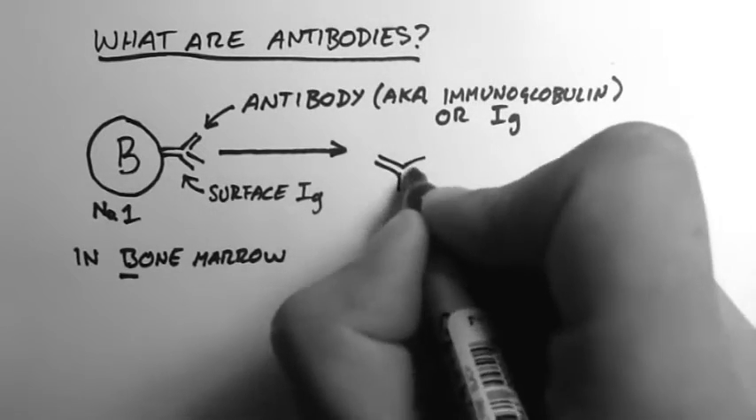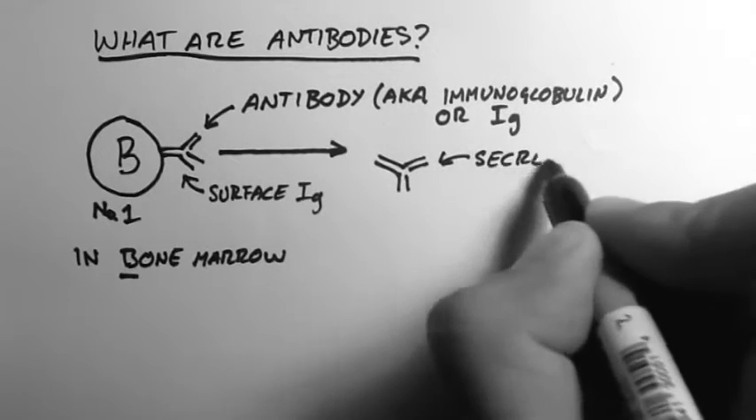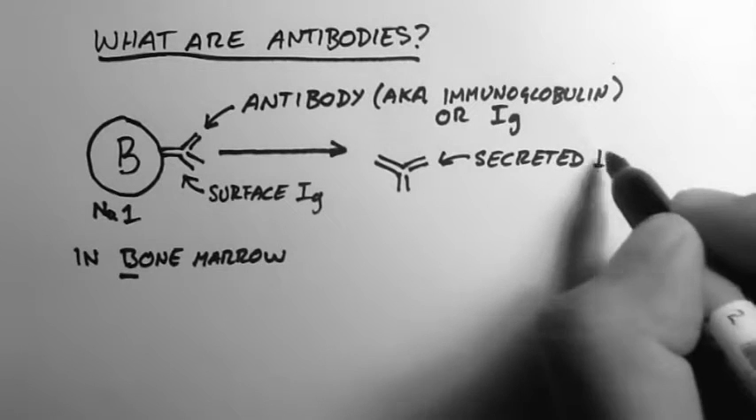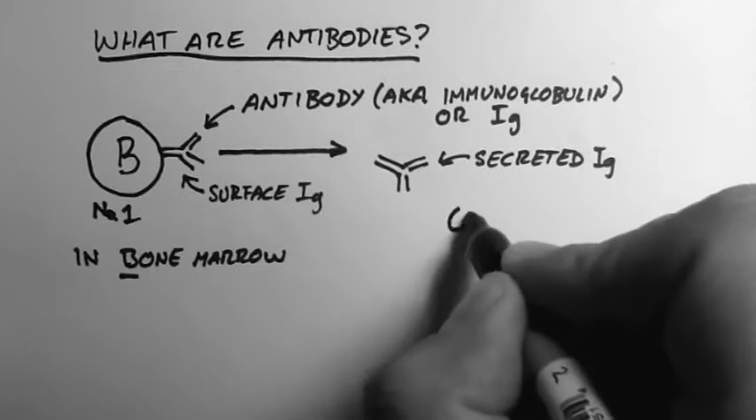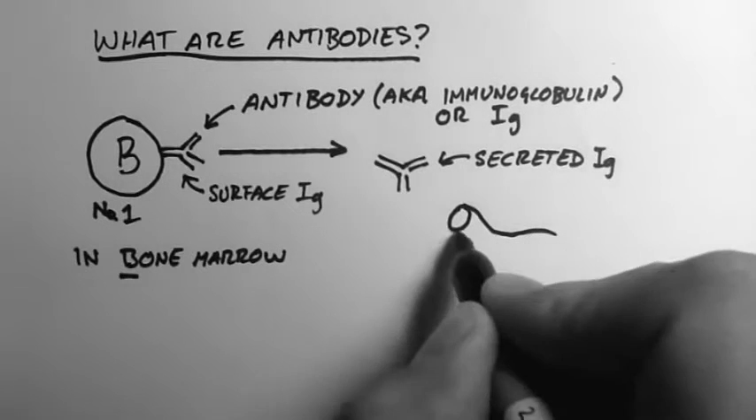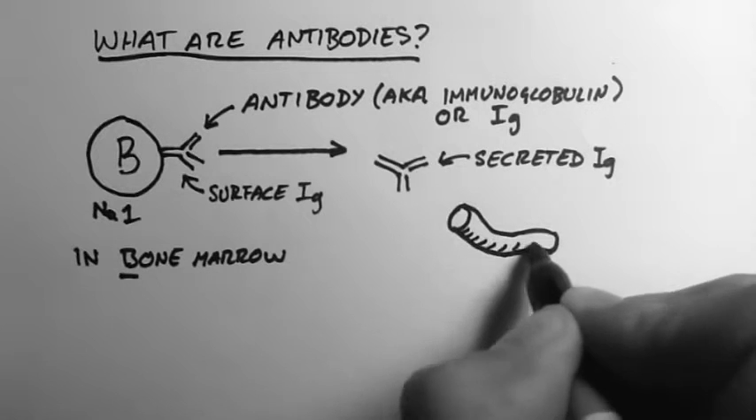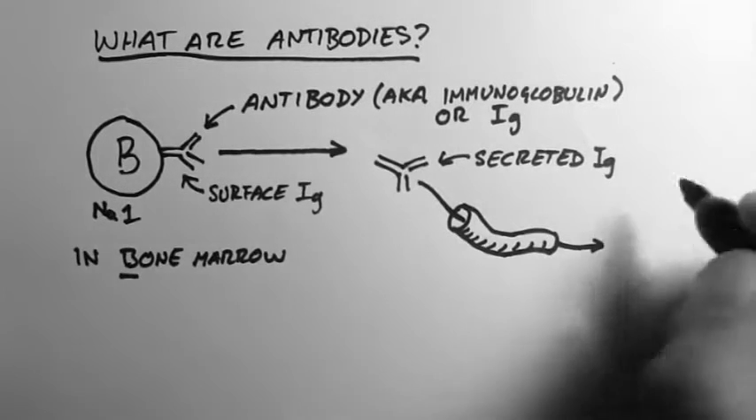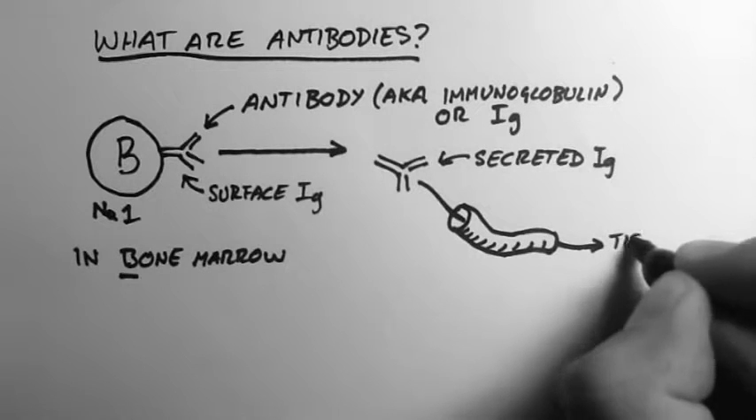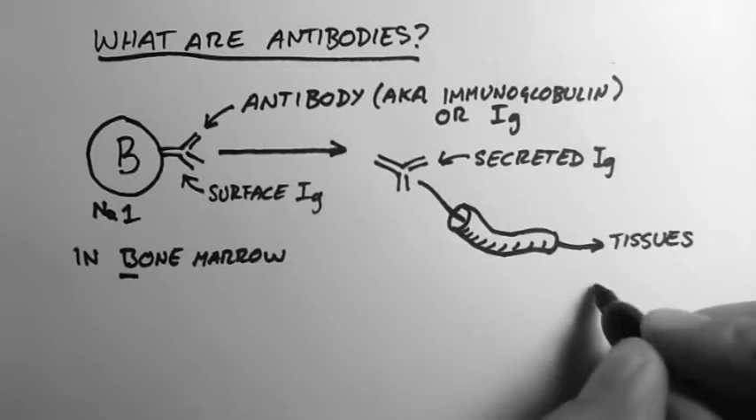Now the antibody can be released, which makes it a secreted immunoglobulin. And this can travel through the blood to its target tissues. These can be right throughout the body.